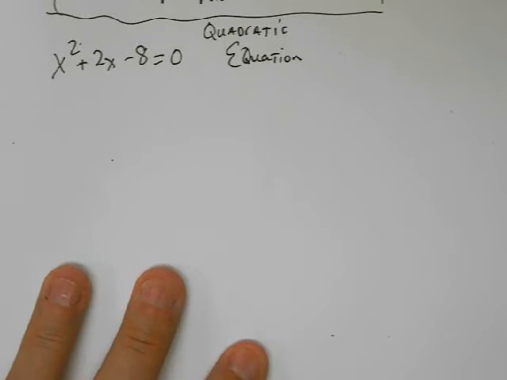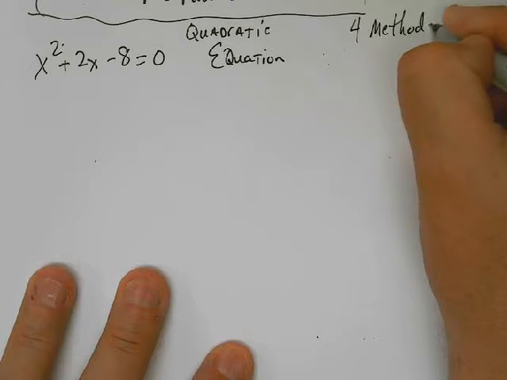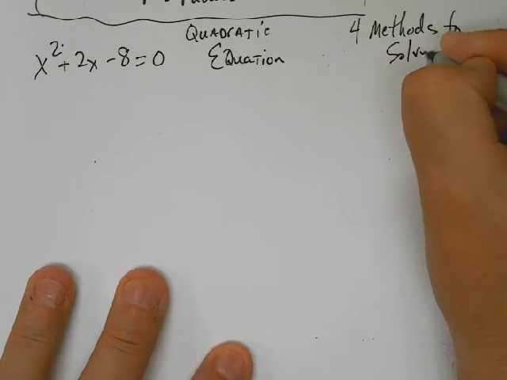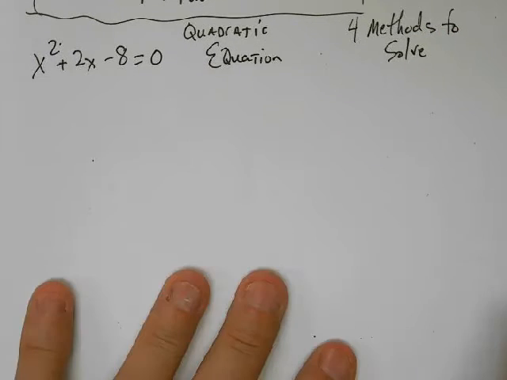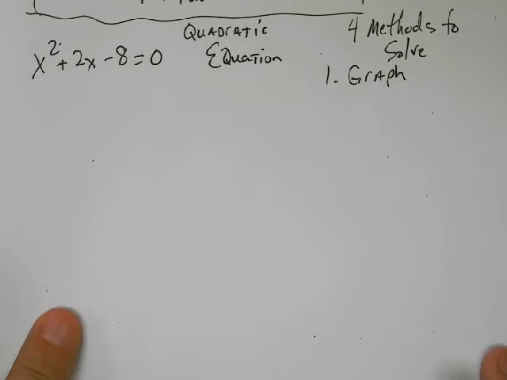Quadratic equation. There are 4 methods to solve. We're going to go through all 4 of them today. Here's number 1. Probably the least favorite is graphing.